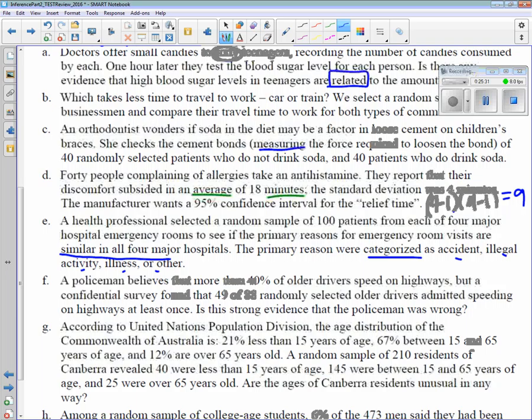It's qualitative, okay, because we're talking about categories. First category is less than 15 years of age. The next category is between 15 and 65. Then we have over 65. I have 3 categories.